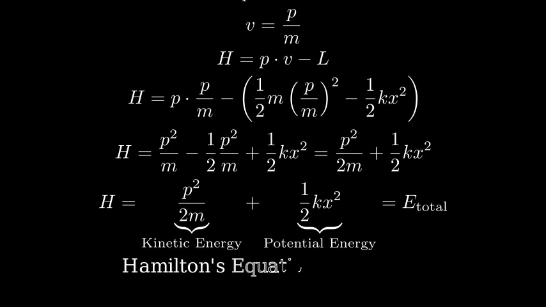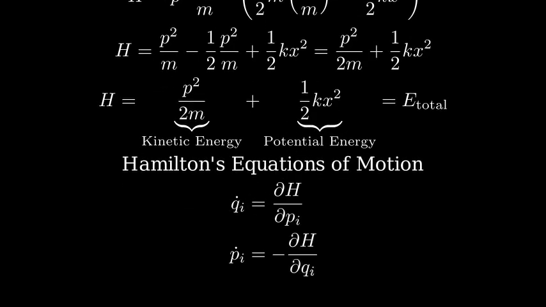The real power of Hamiltonian mechanics comes from Hamilton's equations of motion. These are a set of first-order differential equations that describe how the system evolves over time. The first equation tells us that the rate of change of the position coordinate equals the partial derivative of the Hamiltonian with respect to the corresponding momentum. The second equation tells us that the rate of change of momentum equals the negative partial derivative of the Hamiltonian with respect to the corresponding position.